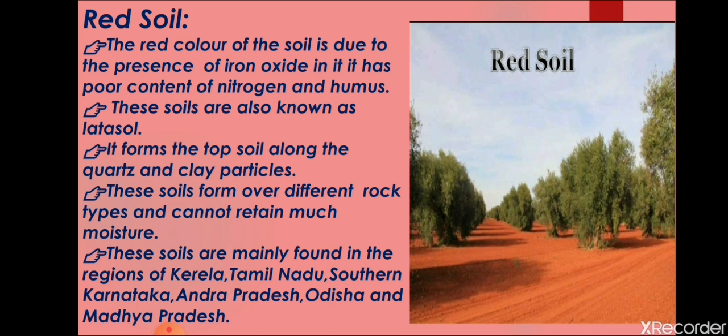Now, if someone asks you what is red soil, what things do you have to remember? Red soil is also known as yellow soil or laterite soil. Red soil has iron oxide, that is why its color is red. Red soil has poor content of nitrogen and humus. It does not have that much property to retain moisture. It is basically found in these places in India. This much you have to remember about red soil.